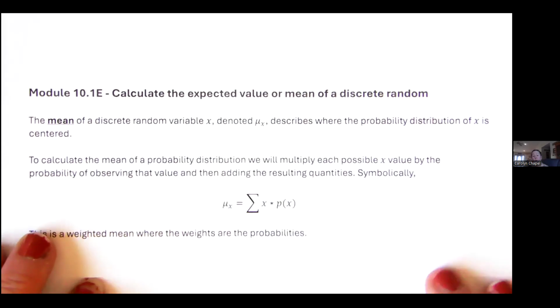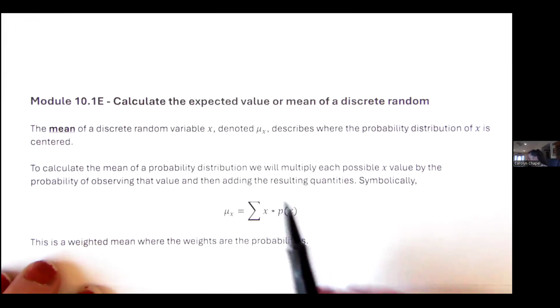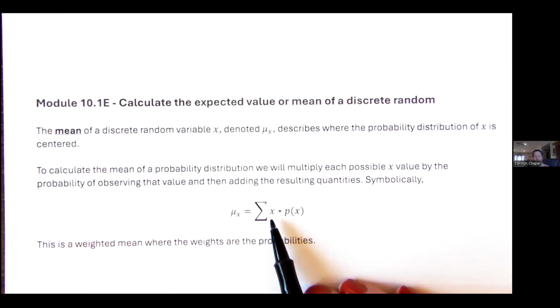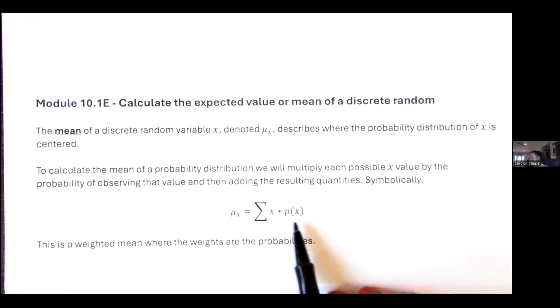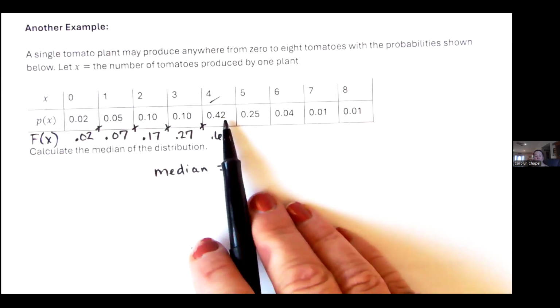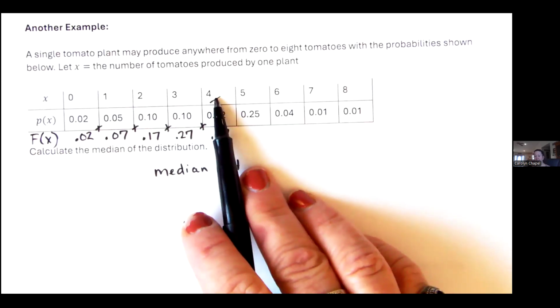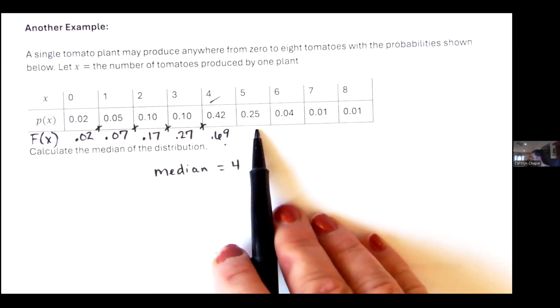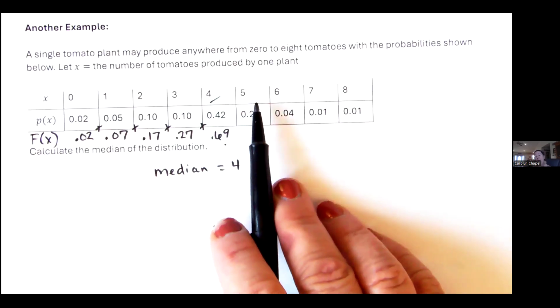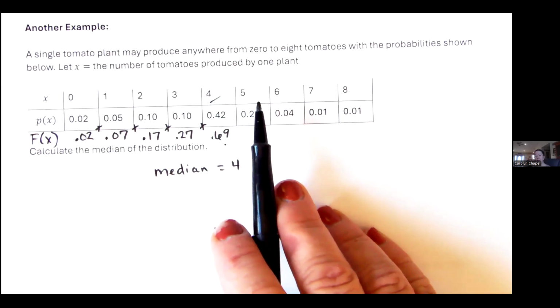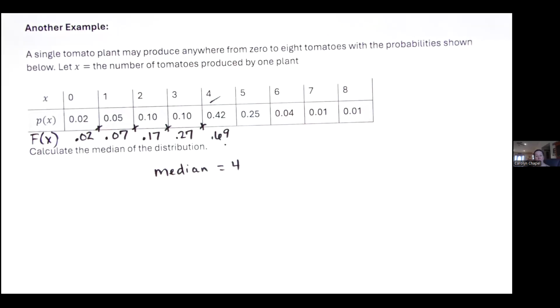It's kind of like a weighted mean, where we have our X values. Those are the values that we'd be adding together. Their weights are the probabilities. So think about 100 people up here. If these are my weights, 42 of those people would have a 4 attached to their chest, 25 of those people would have a 5, and I'd be adding up all those values that I see and then dividing by that 100.